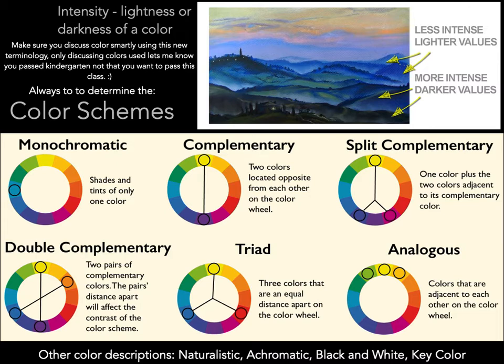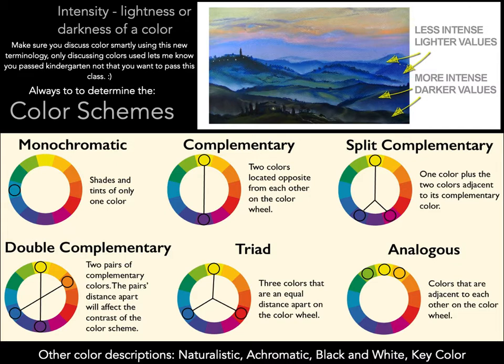A split complement is one color plus 2 colors adjacent to its complementary color. And I will explain how to determine the split complement clearly because you start with the predominant color in the artwork. But we're going to get there after we go through these. The next one is a double complement. This is simply when the artist uses 2 sets of complements instead of 1.